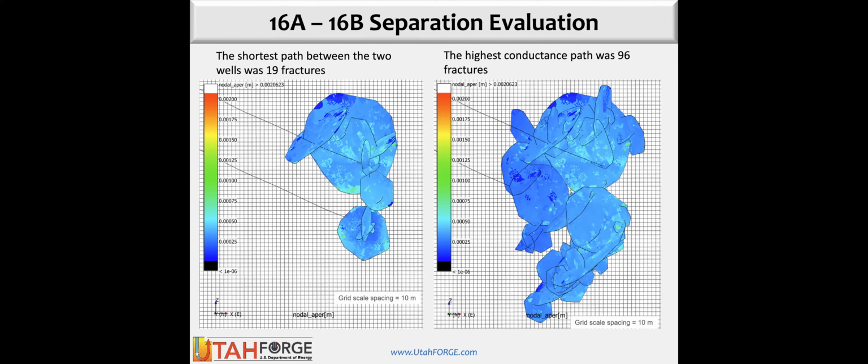We did simplify these things a lot. These networks I'm showing here are essentially a shortest path. This is prepared by Lita Finella and Golder. The shortest path, I believe, is for a 150 meter separation between what would be A on this path and B on this one. The shortest one had 19 fractures. The one with the highest conductance was 96.